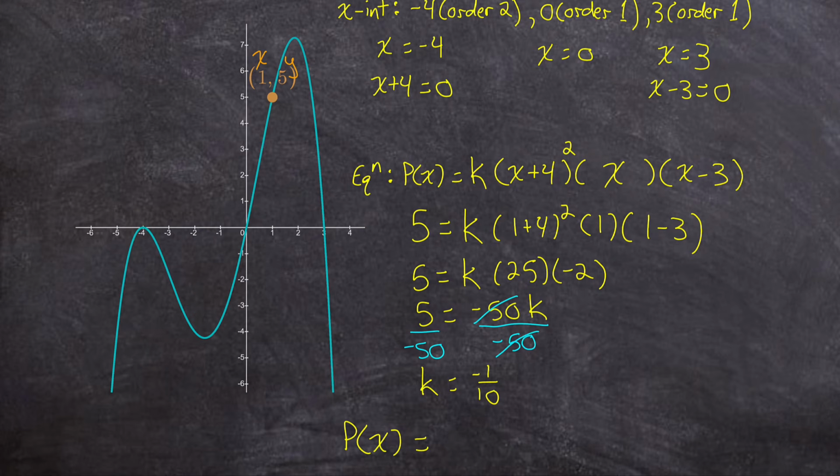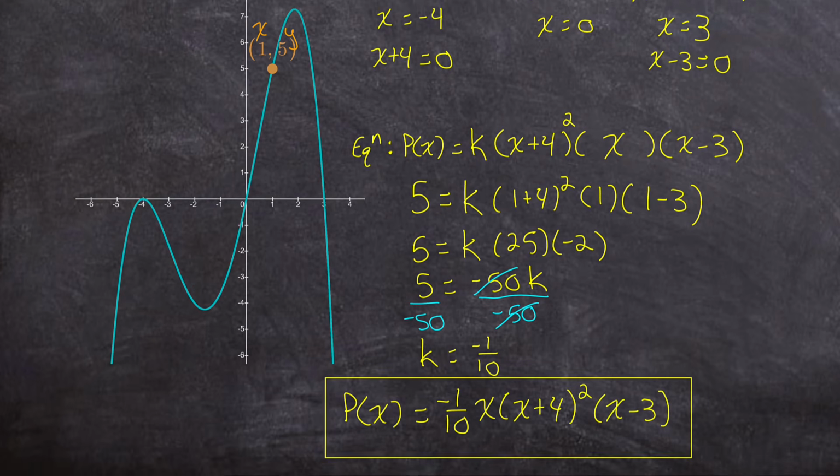And now I can write my final equation of the polynomial function. P of x equals, my constant factor is negative 1 over 10, multiplied by all 3 of these factors that contain the x. When you have a factor of x all by itself, typically you write that first, and then the other 2 factors. And there's our final answer.